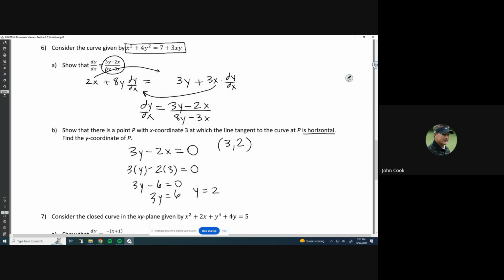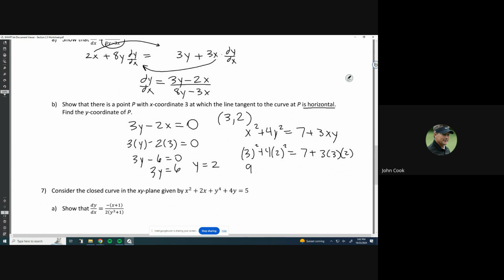Okay, it should already, but you want to verify by showing that it fits in the function as well. So if we had x squared plus 4y squared equals 7 plus 3xy, these two sides should be equal to each other if I plug in 3 for x and 2 for y. So let's see if that's the case. So 3 squared plus 4 times 2 squared is equal to 7 plus 3 times 3 times 2. We got to show that this is true.